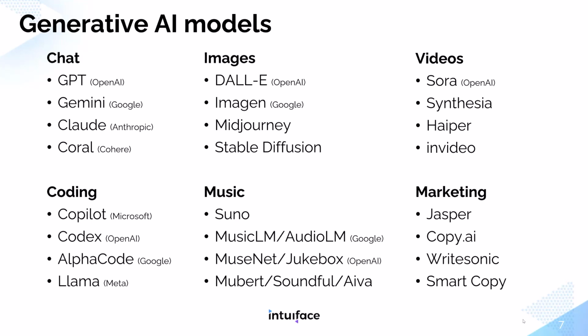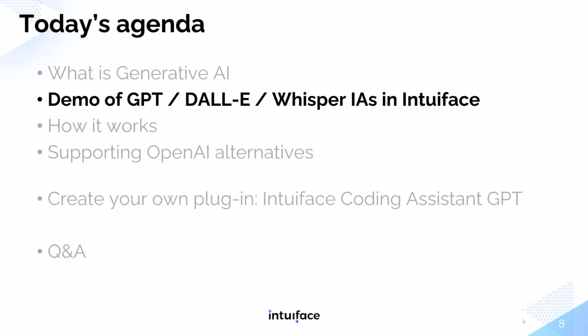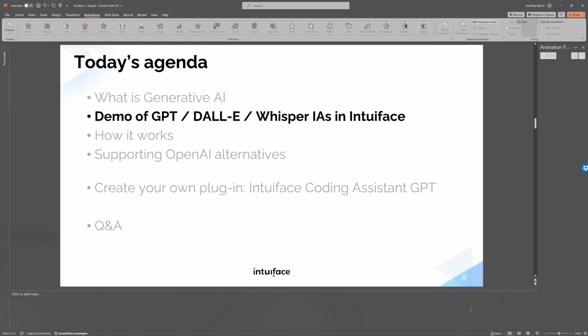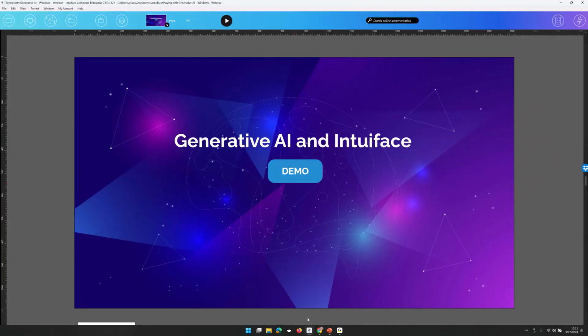Most of them, certainly images, videos, coding, chat, have web APIs, which has enabled Intuiface to let you use some of those models. That would be GPT, DALL-E, and Whisper. Whisper is: here's some audio, transcribe it, turn it into text. So it's a fairly niche generative model. Input some audio, and it spits out the transcription of what was said in that audio. So I'm going to do some demos right now to show you what that all looks like.